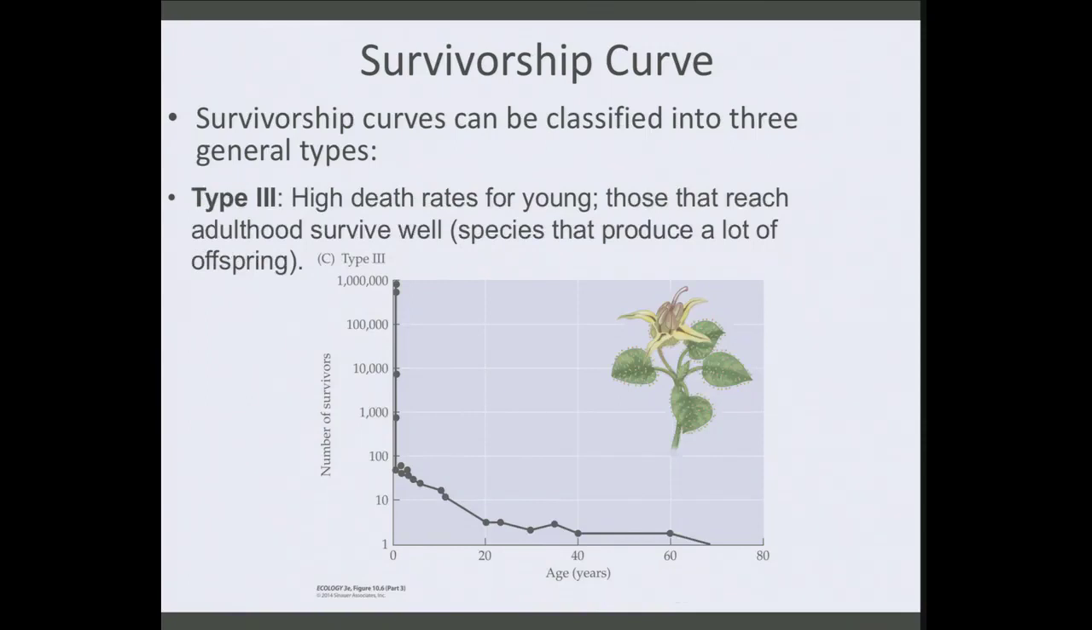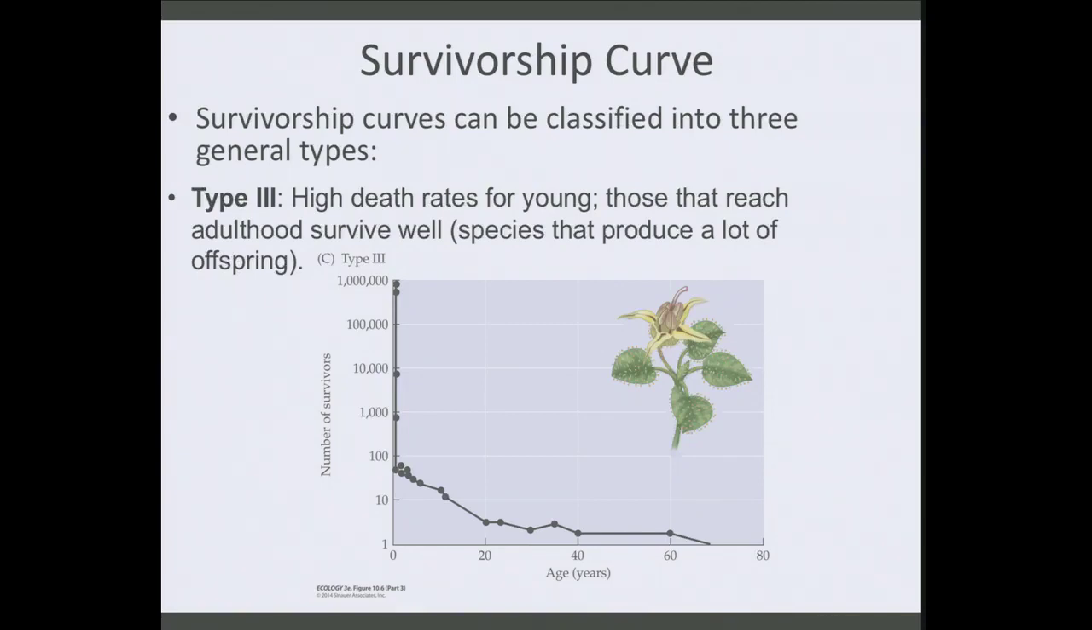And then the third curve, or type 3 curve, is basically the opposite of a type 1 curve, where you have very high death rates early on in life and fairly low death rates later on in life. So you get this big drop off early on in life, but if you make it past the first few time points, then you have a pretty high chance of surviving later on in life.